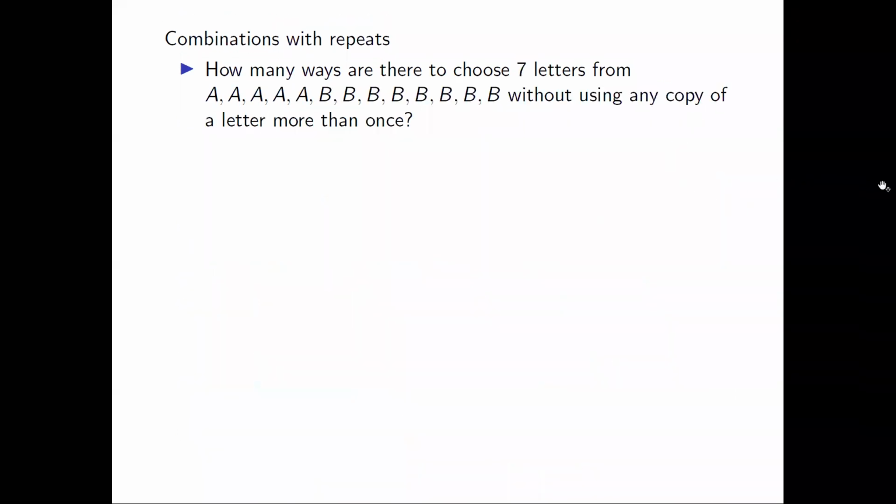So here's one that we saw before. Suppose now our set, it's that problem again where we have 5 A's and 8 B's. So 5 here, 8 here. And we want to find how many ways we can choose 7 letters from the set without using any copy more than once. Order does not matter again, and we'll use the generating functions.